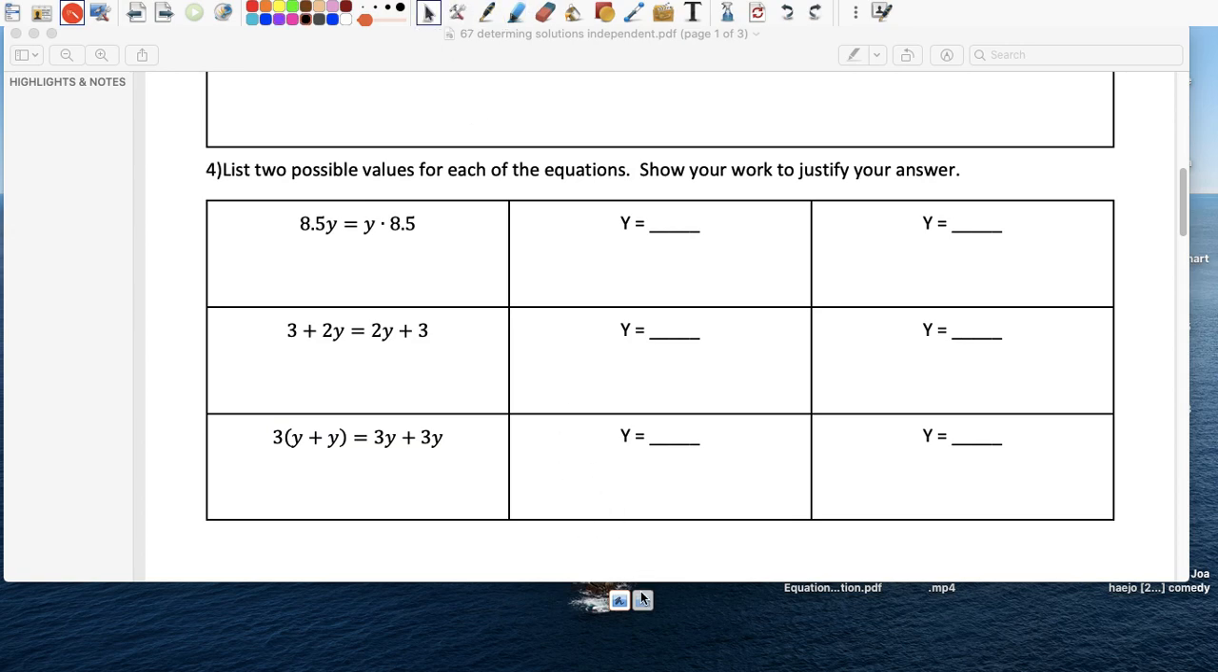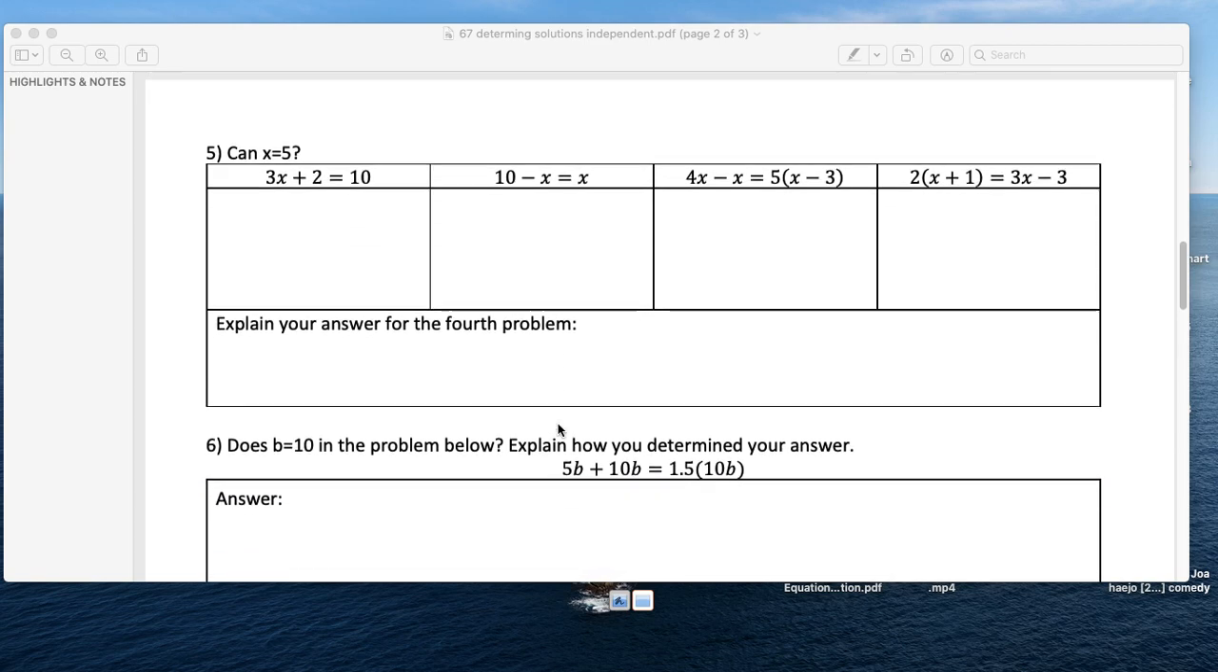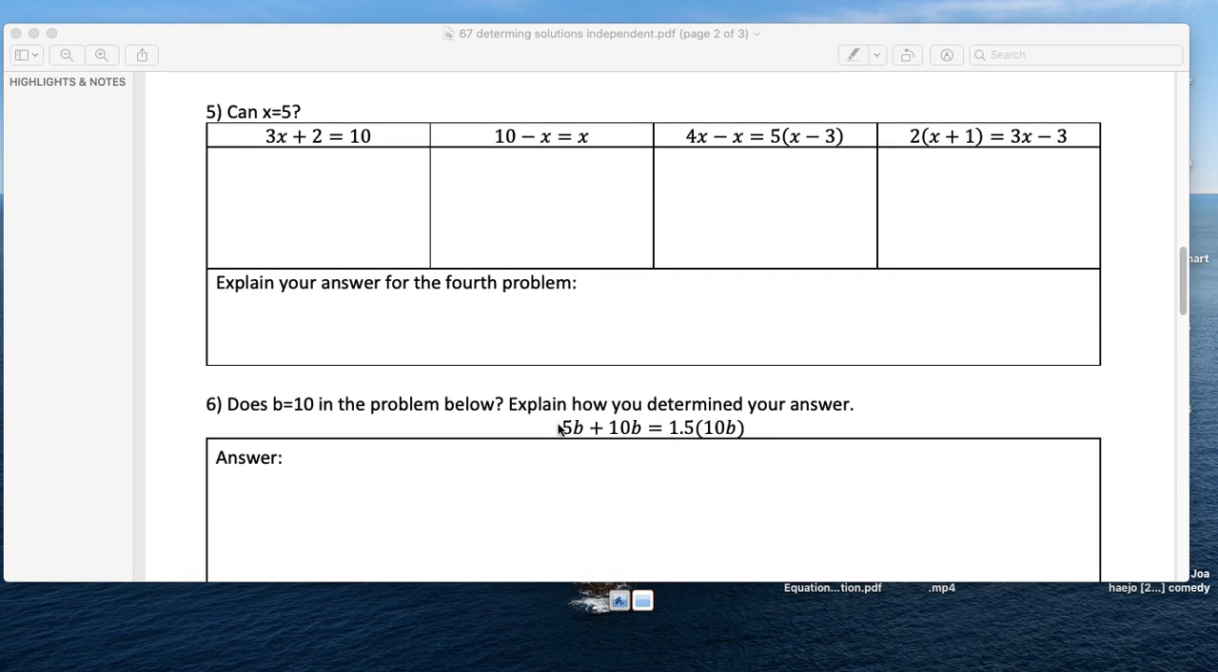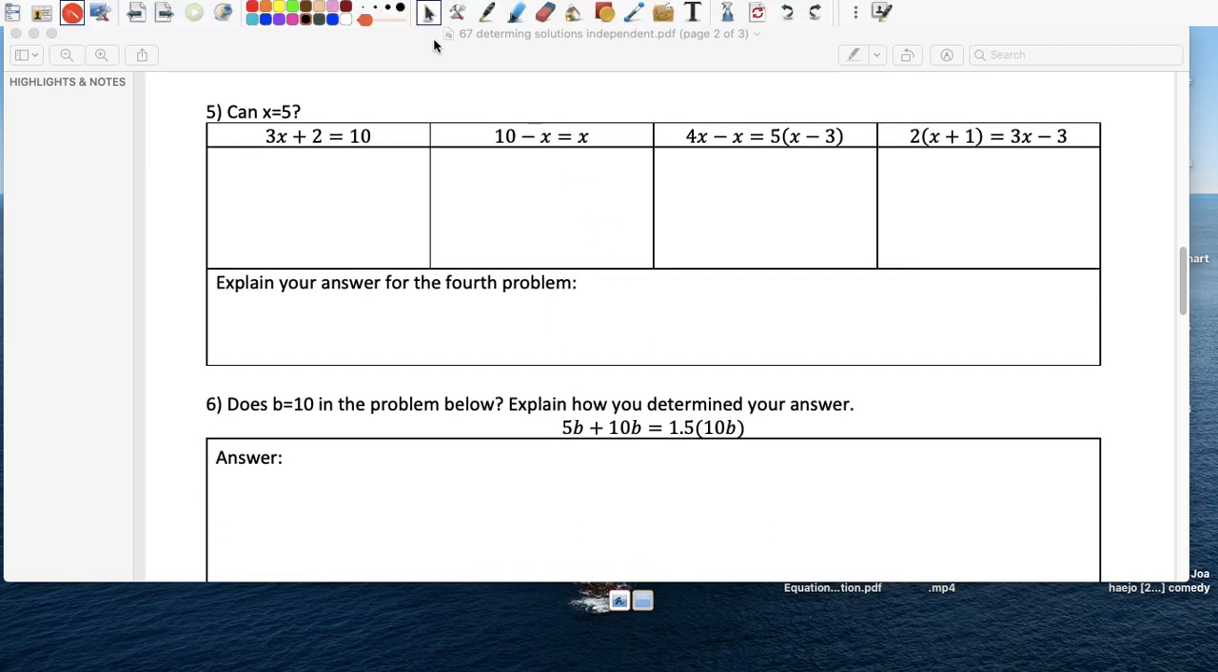Let's continue. Okay, so next thing, like we did in class, we're going to see which of the equations x equals 5 works for. So let's substitute. We get 3 times 5 plus 2 equals 10. Then I'm going to replace: here we get 10 minus 5 equals 5, right? Because we're going to change la x por 5.